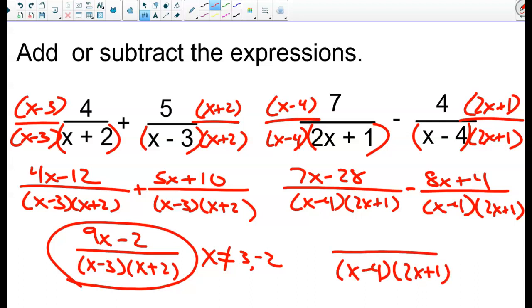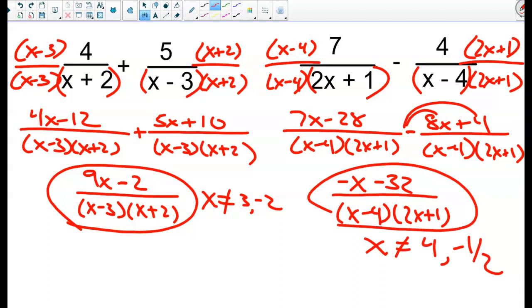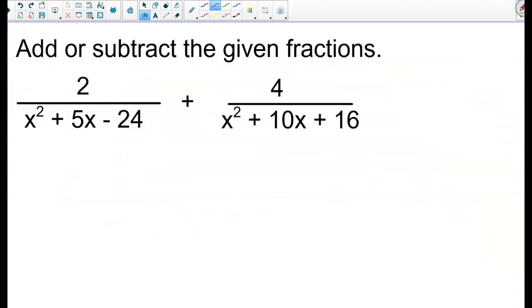7x minus 8x, -x. -28 minus 4 is -32. Remember, this negative needs to be distributed to both terms. Okay? And x does not equal 4 or -1/2. There's your answer. So when you see something like this, we got to factor.